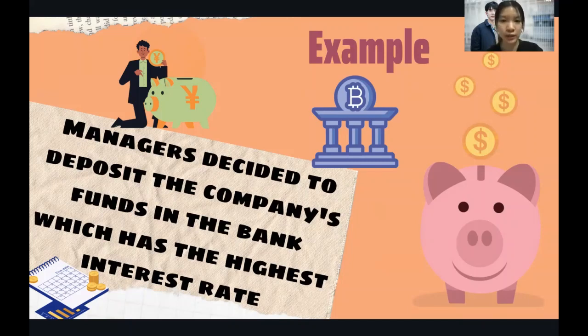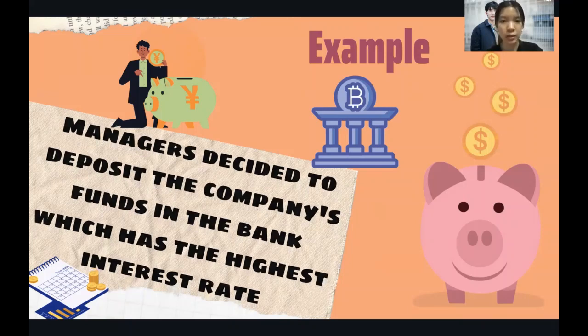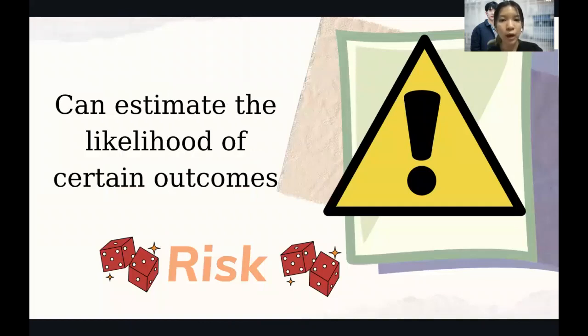Second, a far more common situation is risk, a condition in which the decision maker is able to estimate the likelihood of certain outcomes. Under risk, managers have historical data from past personal experiences or secondary information that lets them assign probabilities to different alternatives.